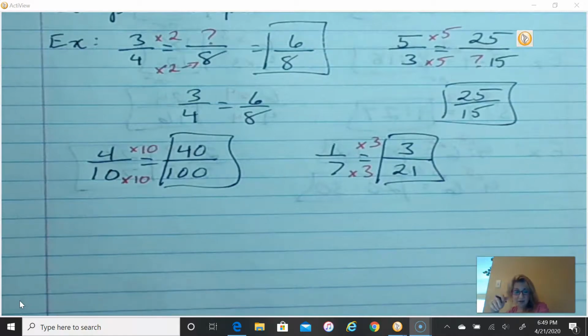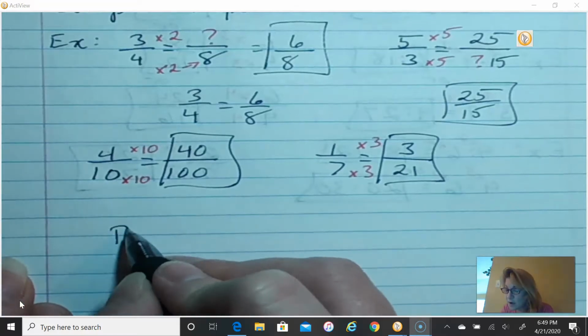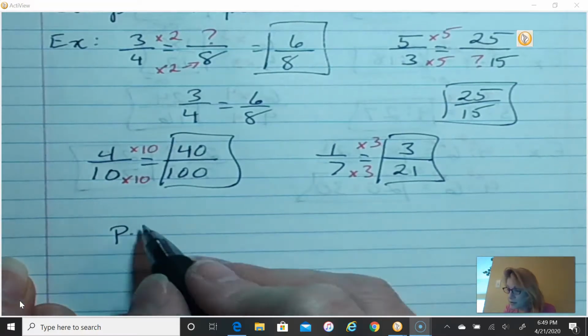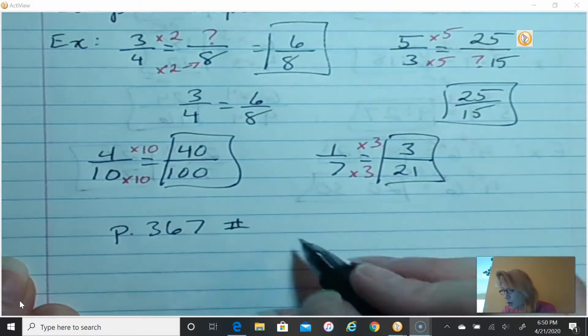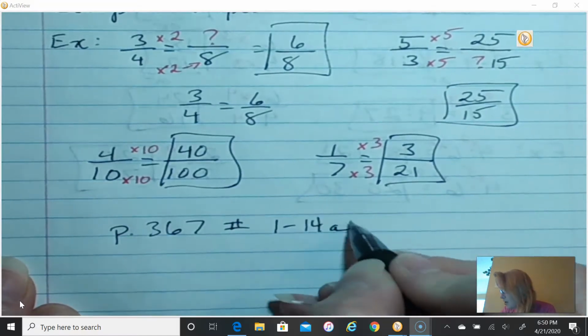Okay, I think you guys have a good understanding. Y'all done this stuff before. If this is confusing because maybe I went too fast or something, go back, rewind, and watch it again. This was a very short one. It was less than 20 minutes. So for homework, you're only doing page 367, numbers 1 through 14 all.